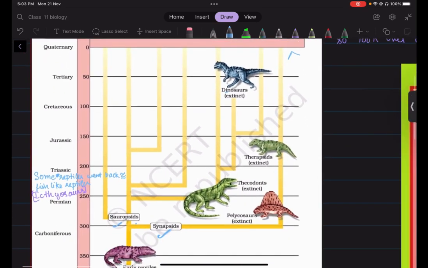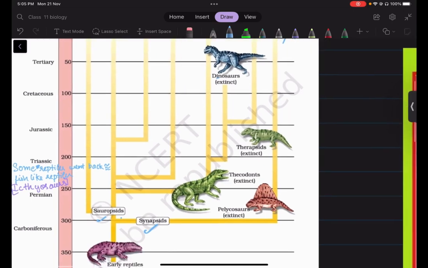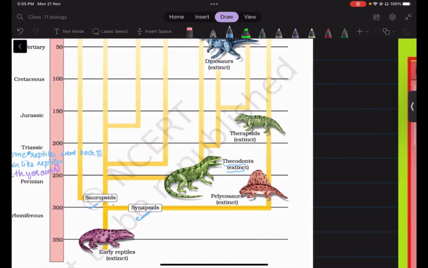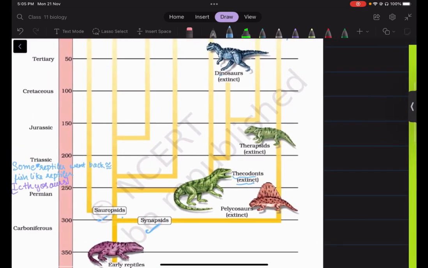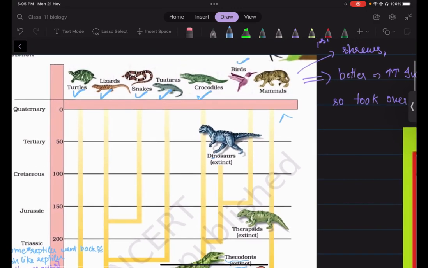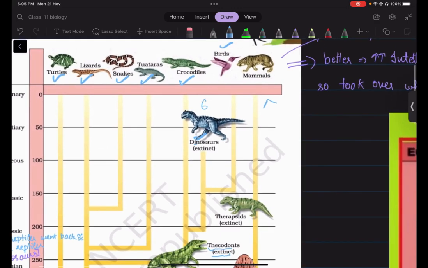And it was also the one that gave rise to the dinosaurs through thecodonts that are now extinct, but they evolved around 250 million years ago during the Permian period. And these thecodonts gave rise to our crocodiles and birds that we see today, and also the dinosaurs that got extinct 65 million years ago.